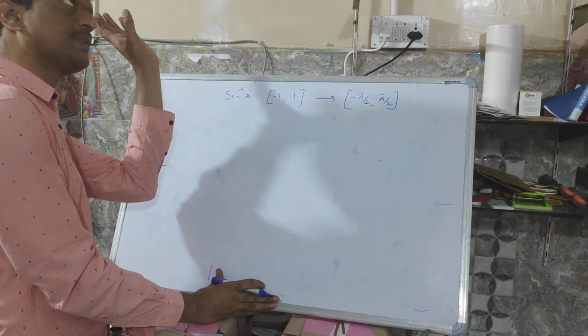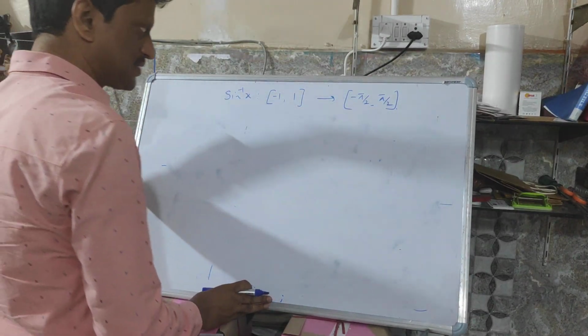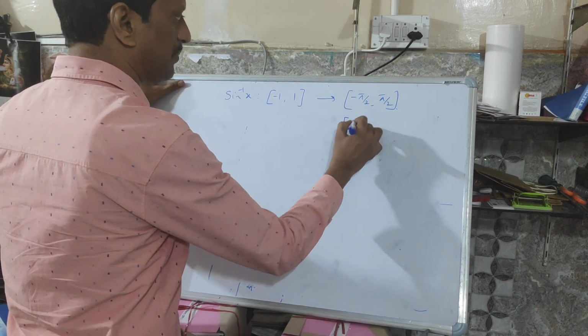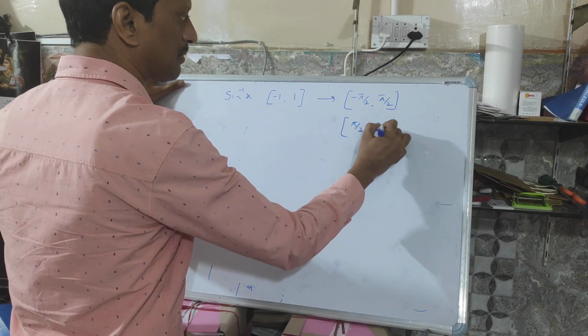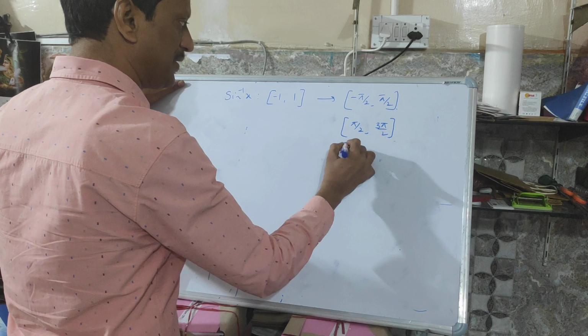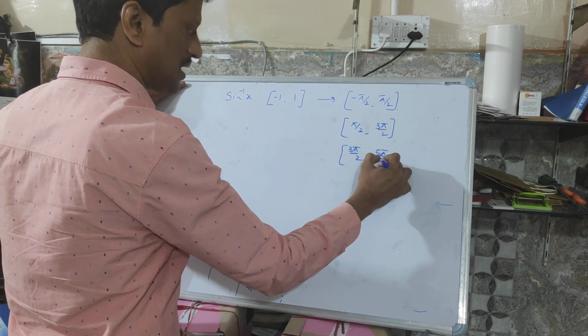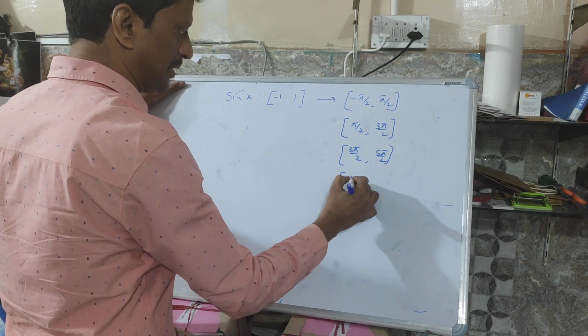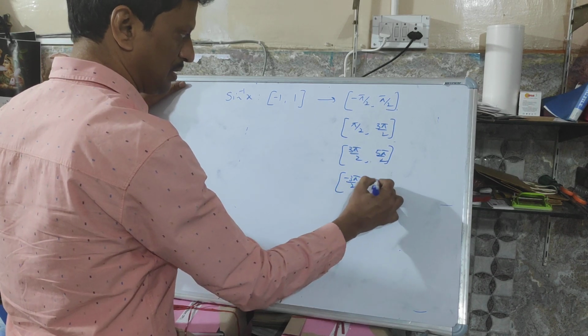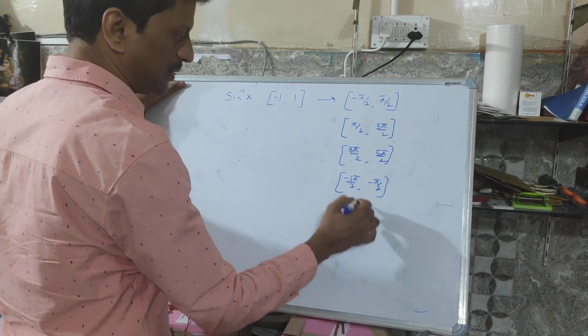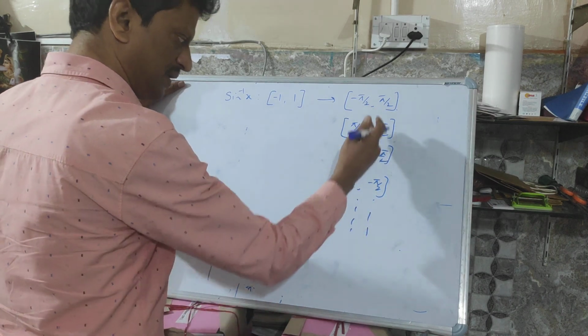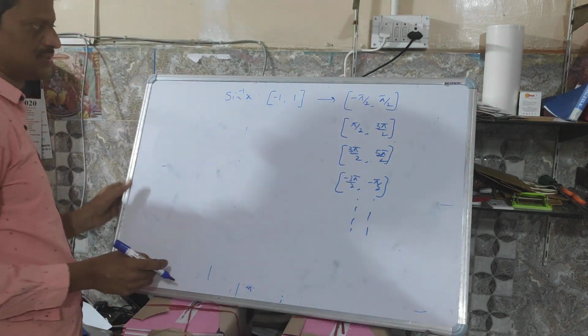They are the non-principal branches of sin, the non-principal domains of sin x. That means pi by 2 to 3 pi by 2, 3 pi by 2 to 5 pi by 2, like this. Or on the negative side, minus 3 pi by 2 to minus pi by 2, and minus 5 pi by 2 to minus 3 pi by 2. Like this you can define an infinite number of intervals.